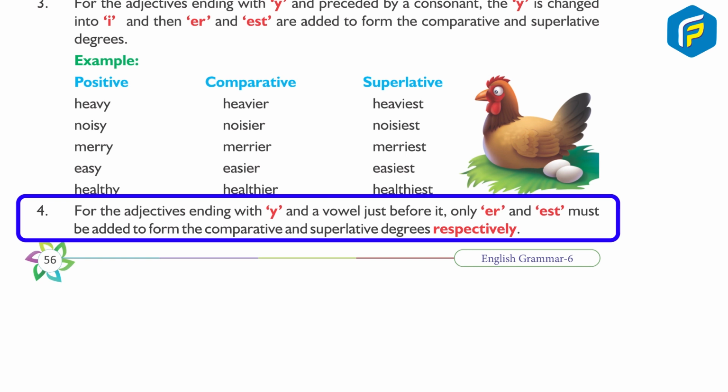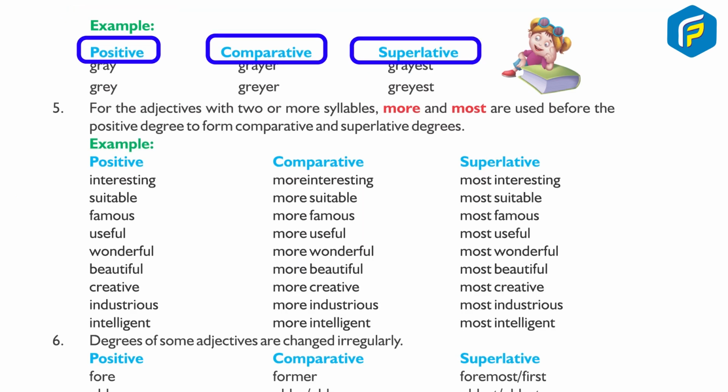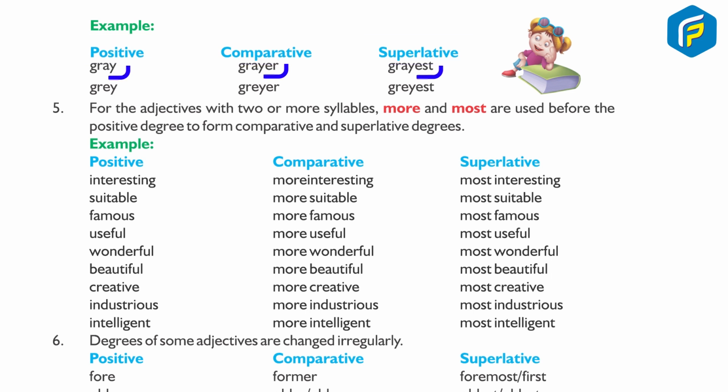4. For the adjectives ending with Y and a vowel just before it, only ER and EST must be added to form the comparative and superlative degrees respectively. Example: positive, comparative, superlative. Grey, grayer, greyest.